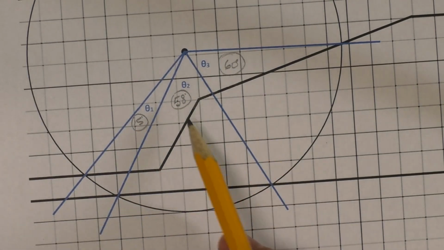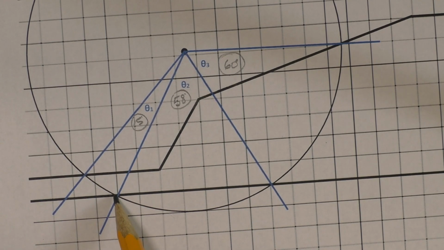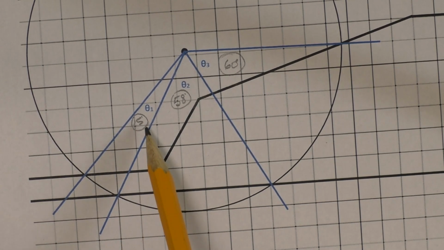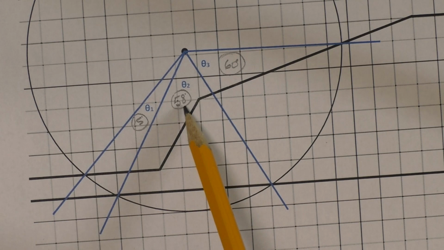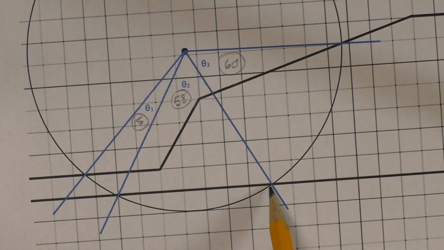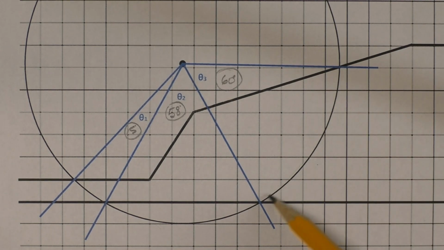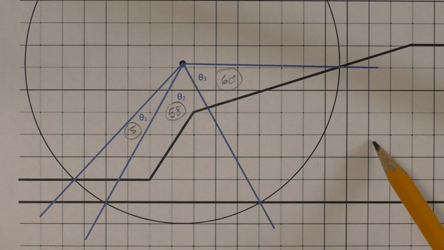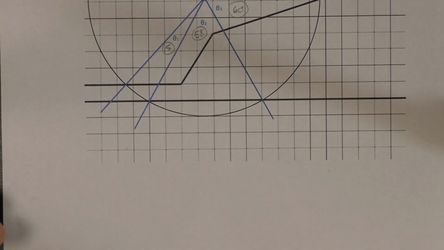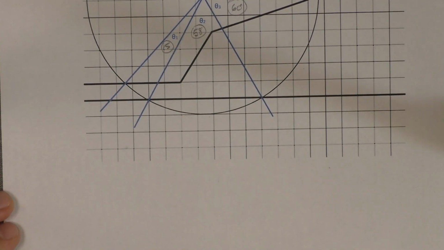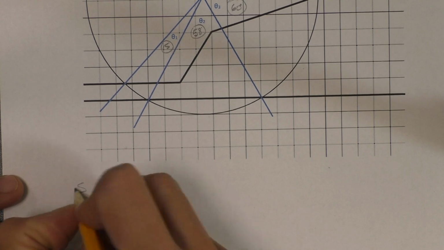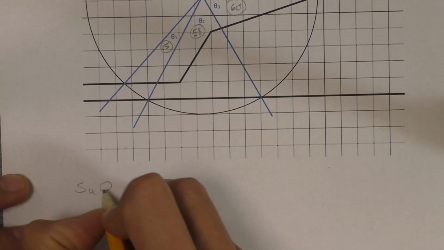These angles are used to determine the arc length of each of these components. The 15 is used for this arc length, the 58 degrees is used for this arc length, soil number 2, and the 60 is used for this arc length, soil number 1 again. Soil 1, soil 1, soil 2. So then very simply what we do is the following. We create a column called SU theta.